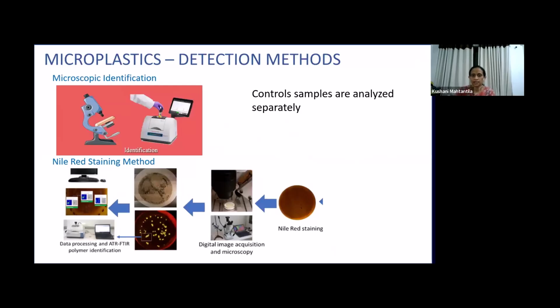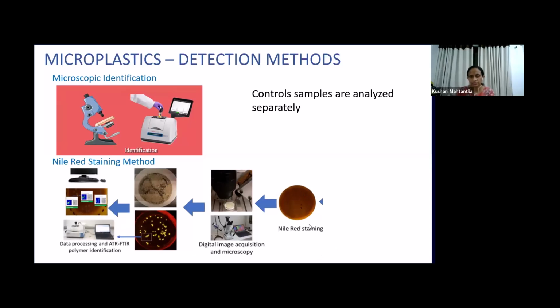So as I discussed earlier, the method of detection was microscopic identification. When the particles are larger than 500 microns, then we can mount them onto the FTIR and identify the polymer type. Otherwise, visually, we can identify the number of particles, shapes, color, and everything. And also the size. For the measurement of size, several software packages are available now. And this is the Nile Red method I employed in my laboratory.